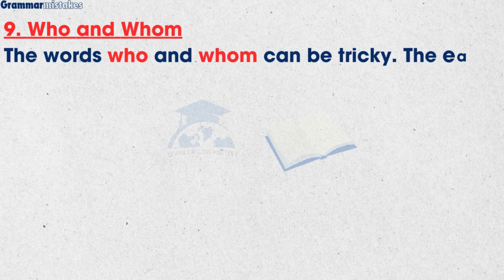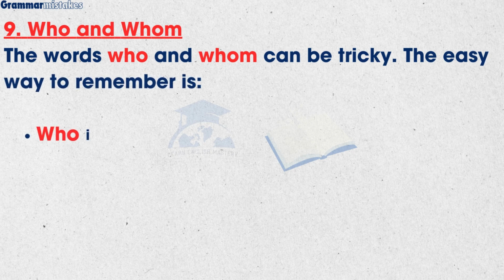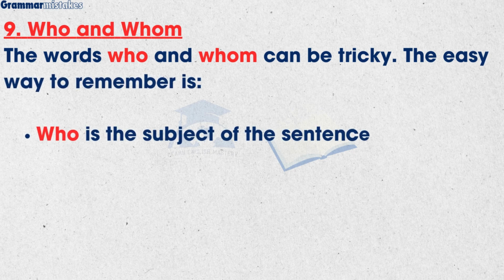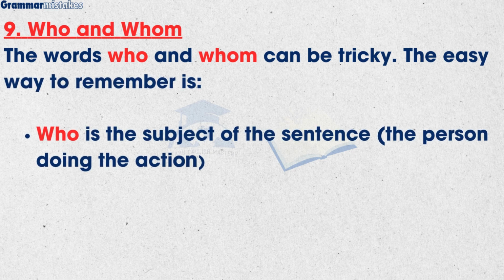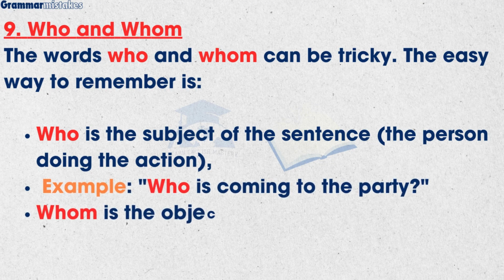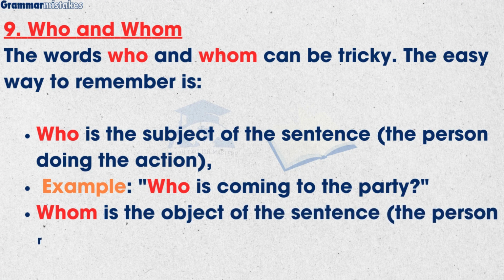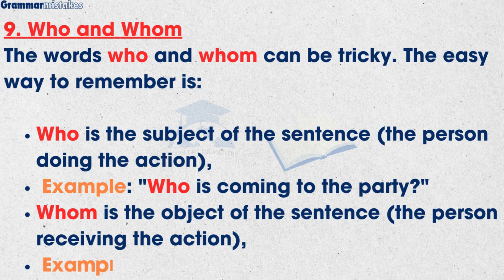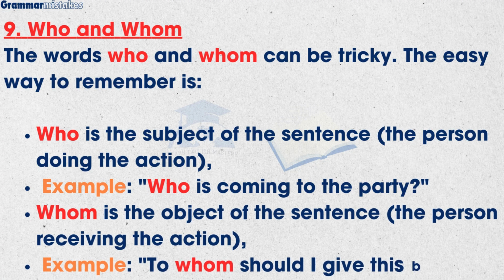9. Who and whom. The words who and whom can be tricky. The easy way to remember is, who is the subject of the sentence? The person doing the action. Example: Who is coming to the party? Whom is the object of the sentence? The person receiving the action. Example: To whom should I give this book?